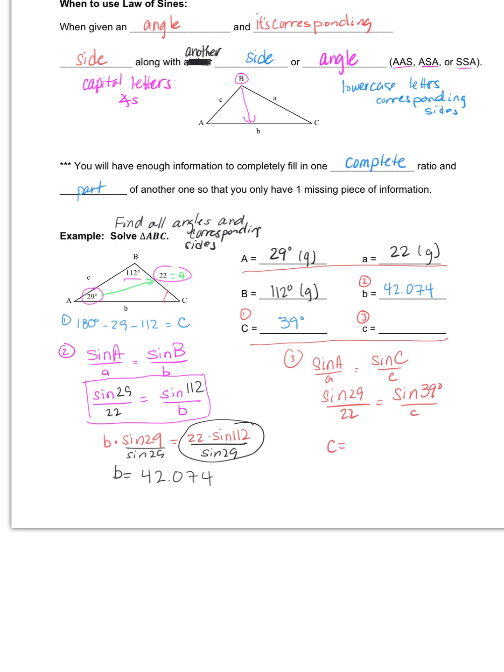So again, cross multiply. I'm going to get c equals cross multiply, then divide. If you always think cross multiply and divide, it's 22 times sine of 39 divided by the sine of 29. Again, put it in your calculator just like I just did, and you're going to get approximately 28.578, because I'm going 3 places. Okay, that's the law of sines.